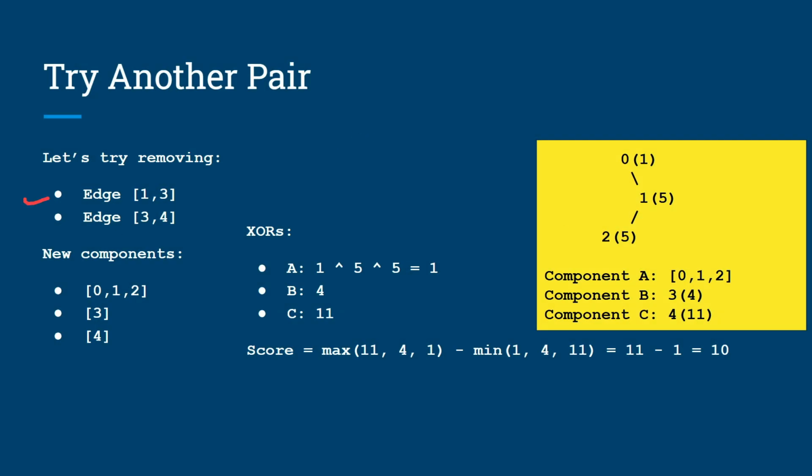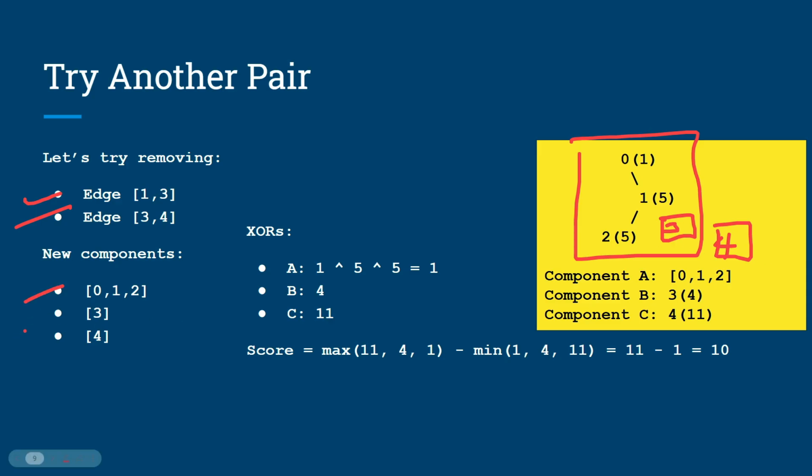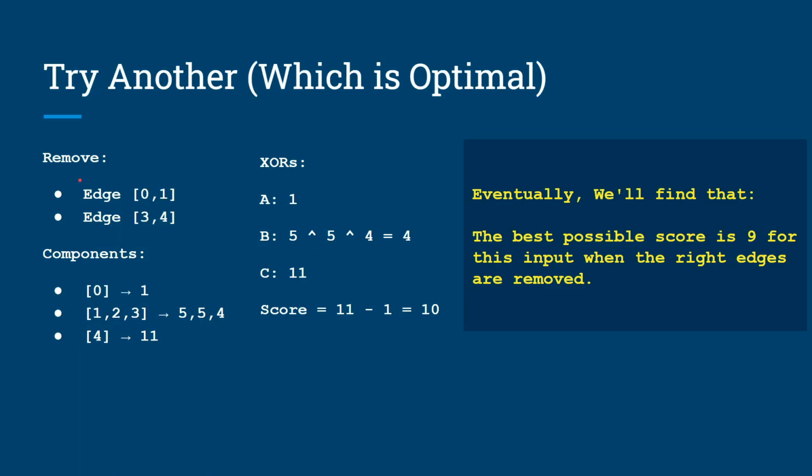So another pair we will try is removing the edges 1, 3 and 3, 4. The remaining tree will look like this, correct? The components we have are 0, 1 and 2, and then the remaining 3 and another 4, which we have broken. So 3 components will be there. We'll apply the JOR on A, B and C. If you see JOR A, JOR B and JOR C, we get 1, 4 and 11. If we apply this formula, you will get the value 10. Now try another that is optimal. If you remove the edges 0 and 3, you will get these components. Similarly, you will find the JOR of A, B and C, and if you do the minus, you will get 10, right?